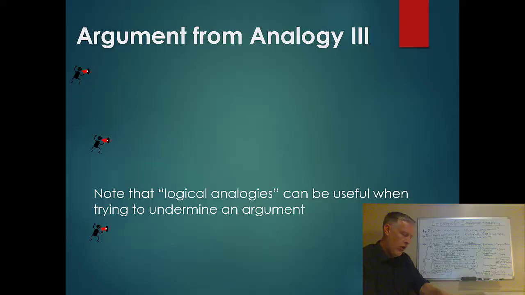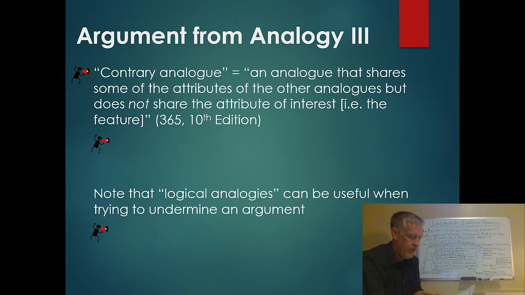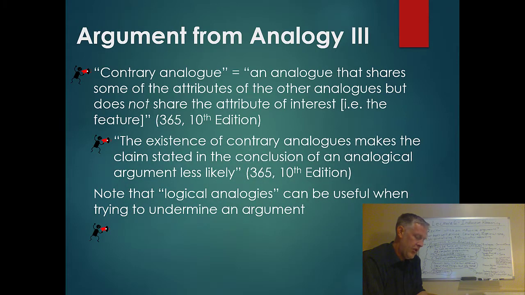So first, let me start by defining a contrary analog, which I do on the top of slide 7. This comes from page 365 of the 10th edition. So a contrary analog is, quote, an analog that shares some of the attributes of the other analogs, but does not share the attribute of interest or the feature. And as they point out in the 10th edition, also on page 365, quote, the existence of contrary analogs makes the claim stated in the conclusion of an analogical argument less likely.